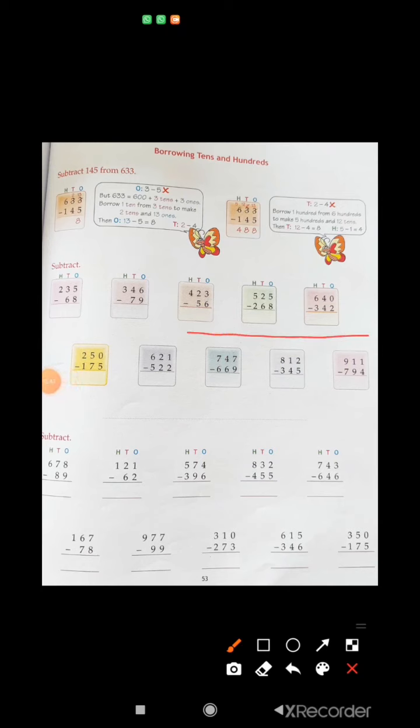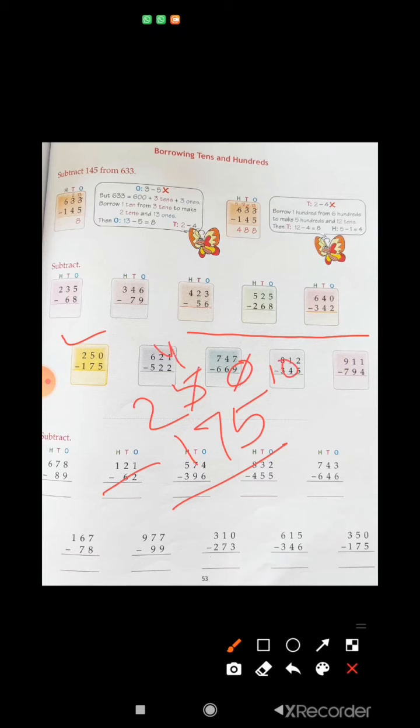These you do yourself. Now do this one. 250 minus 175. 0 is less than 5 now. Take borrow from here. Here will be 10. Here 4 remaining. 10 minus 5 is 5. Now subtract the tens. Here also 4 is less than 7. Take borrow from 2. Here will be 14 and here 1 remaining. 14 minus 7 is 7. Now subtract the hundreds. 1 minus 1 is 0. The answer is 75.